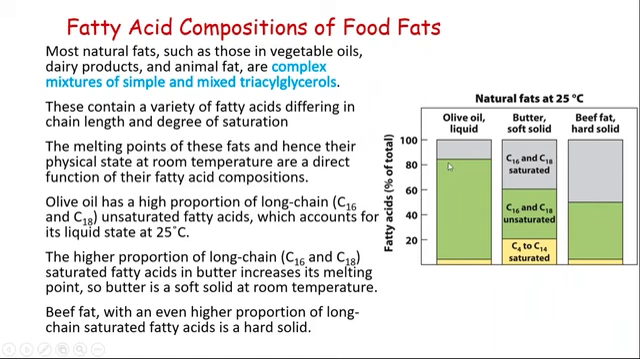When you look at olive oil, what you see in green here is the unsaturated fatty acid content, that is the C16 and C18. So you can see a large amount of the oil contains unsaturated fatty acid, and this accounts for it being a liquid at room temperature. The higher proportion of these fatty acids, as I said, it increases the melting point. Now let's look at butter.